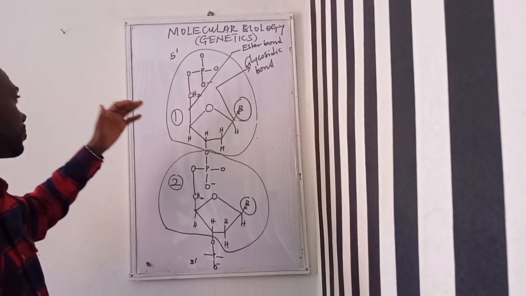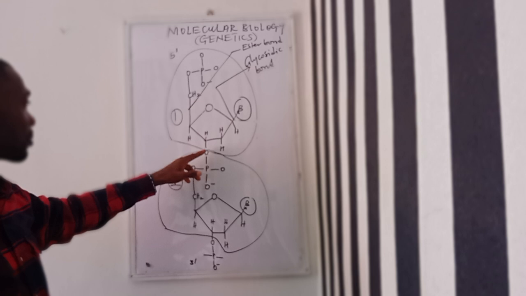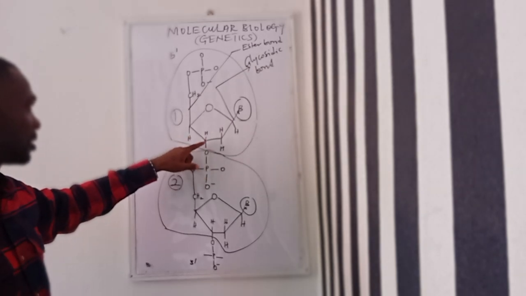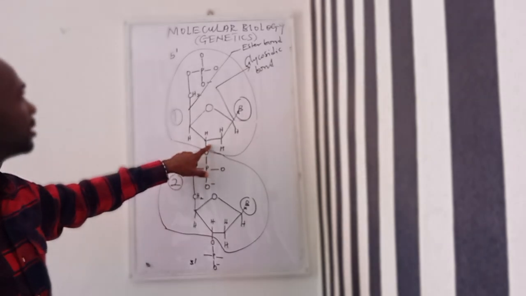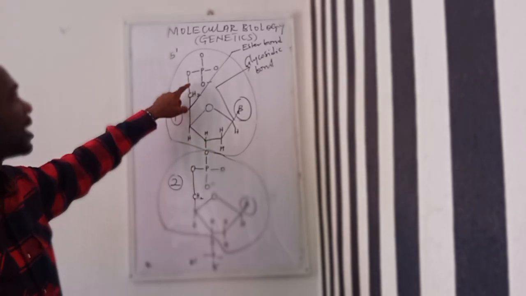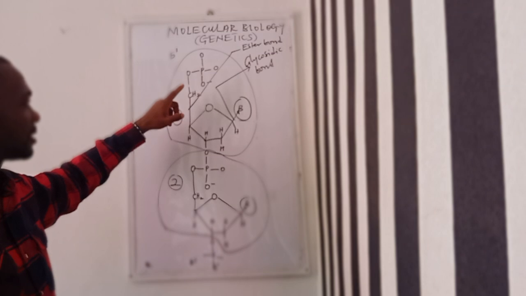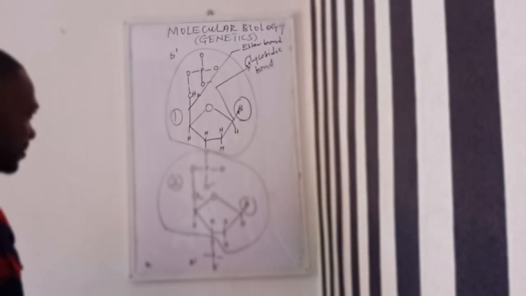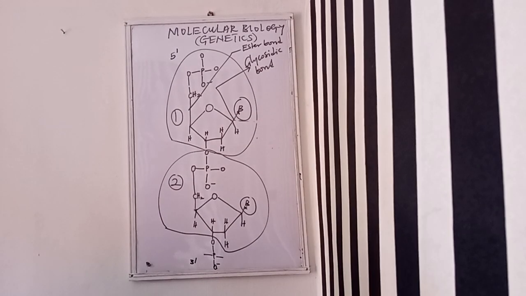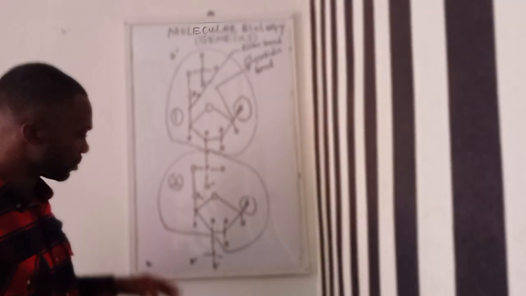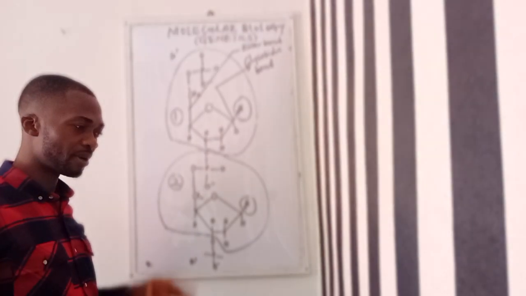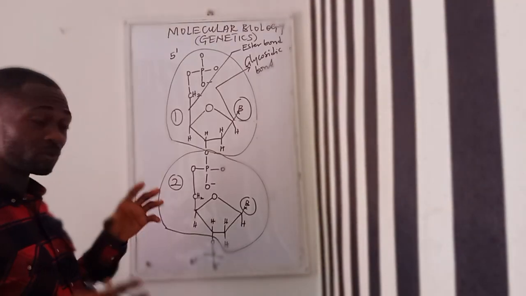You see the formation of bond between the sugar at the three carbon atom and five carbon atom. Assuming we have another nucleotide, it would have explained this thing better. So nucleotides are linked together by the formation of bond between phosphates.